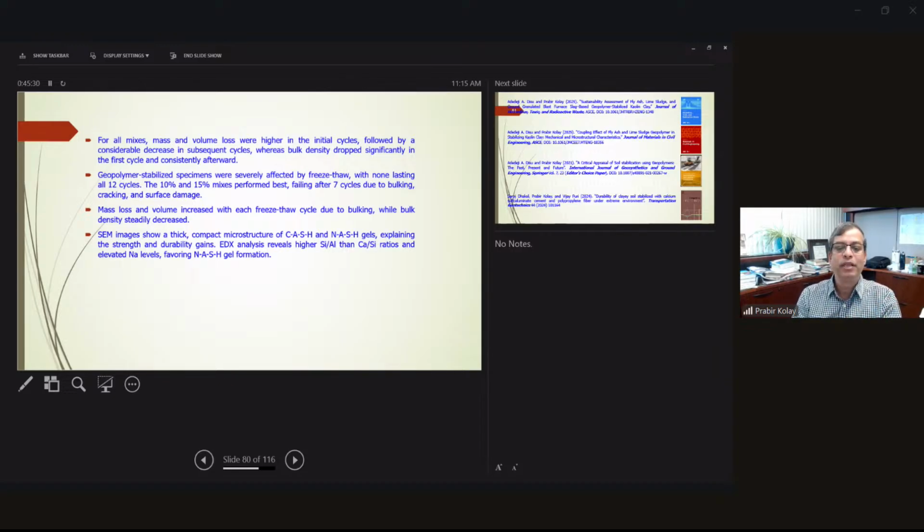And in the SEM images, there is a thick and compact microstructure because of the formation of calcium aluminate silicate hydrate or sodium aluminate silicate hydrate gel. And that's the reason the durability is increased. And so all this, as I mentioned, like these durability studies for anything.